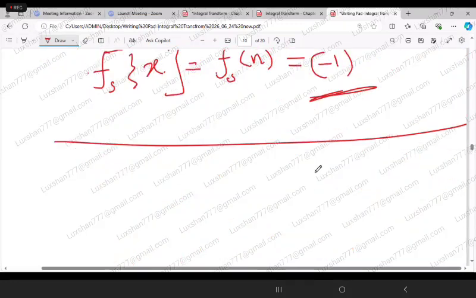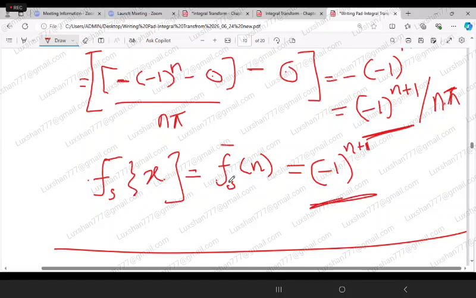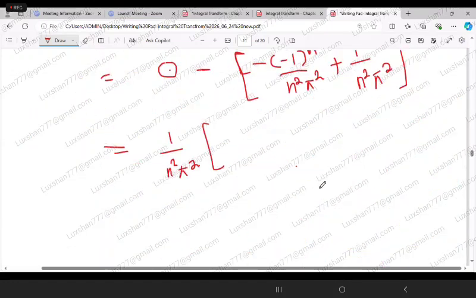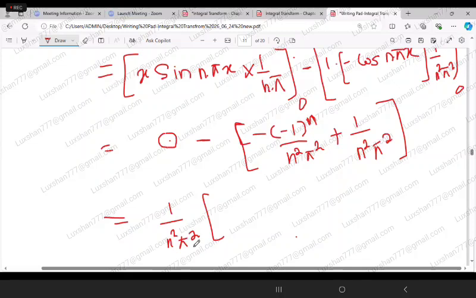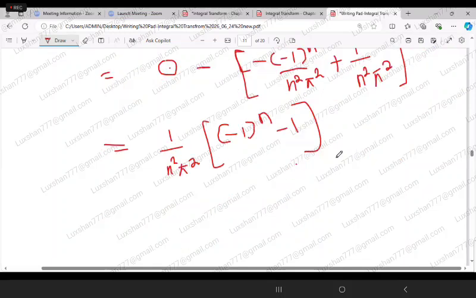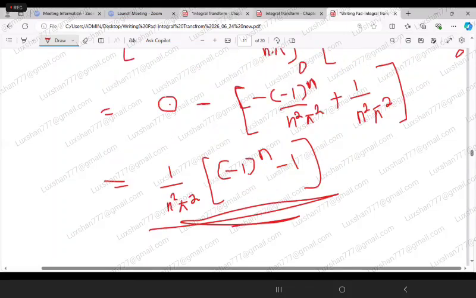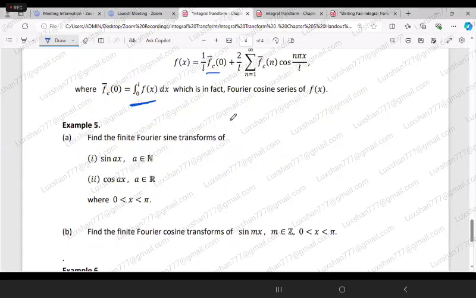Okay. So similarly here we don't have any problem. So that becomes, if you take minus 1 over n squared pi squared out, then when you multiply this one, we get minus 1 to the power n minus 1. So that is the finite Fourier cosine transform of this one.